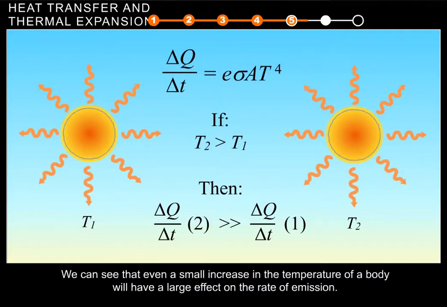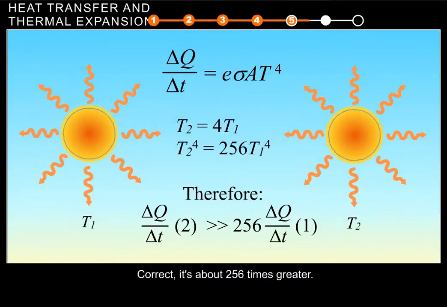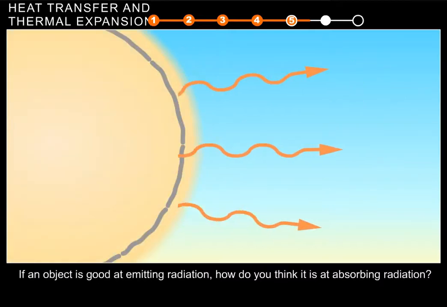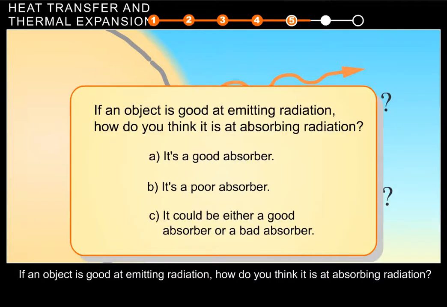We can see that even a small increase in the temperature of a body will have a large effect on the rate of emission. Approximately how much greater is the rate of radiant heat output for an object at 1000 degrees Celsius than the same object at 250 degrees Celsius? Correct. It's about 256 times greater. If an object is good at emitting radiation, how do you think it is at absorbing radiation?